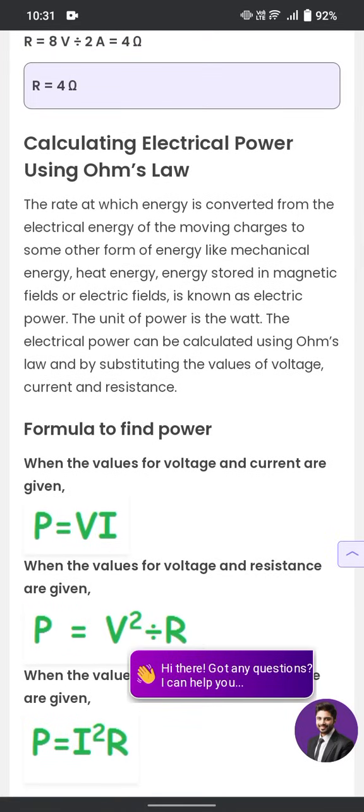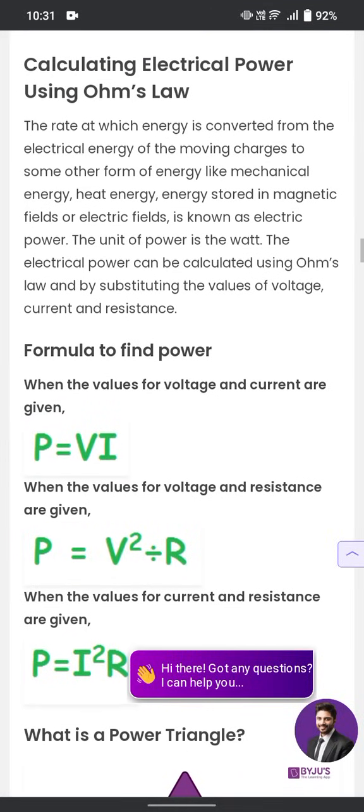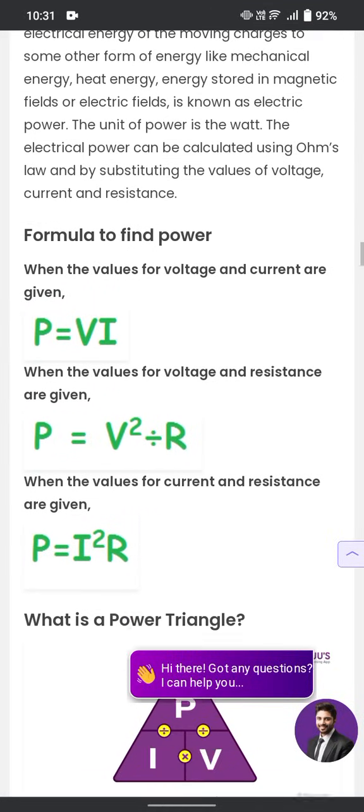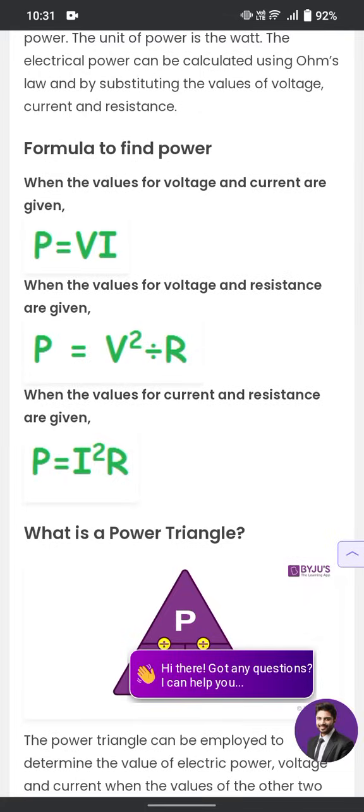P is equal to VI when the values of voltage and current are given. P is equal to V squared divided by R when the values of voltage and resistance are given. P is equal to I squared R when the values of current and resistance are given.